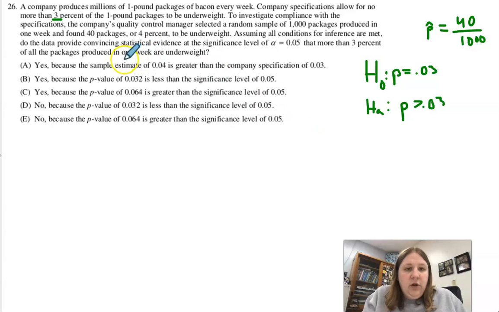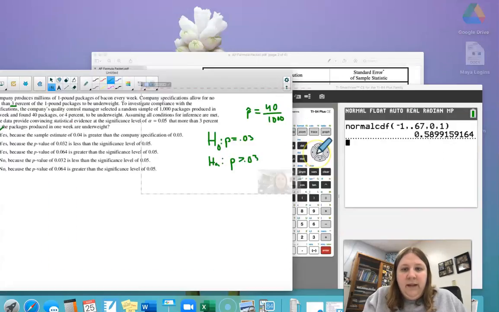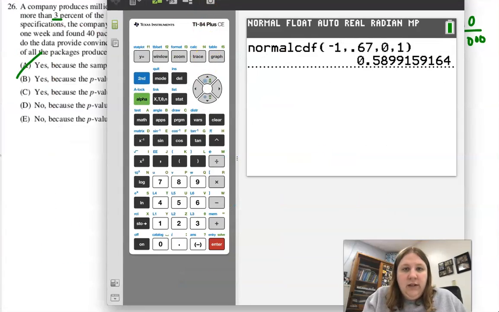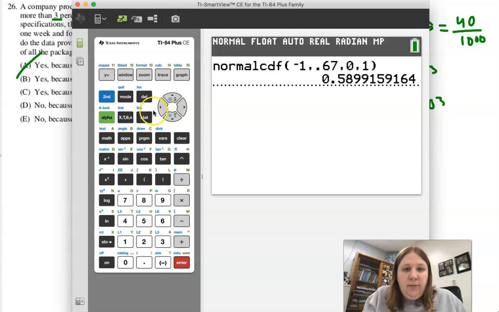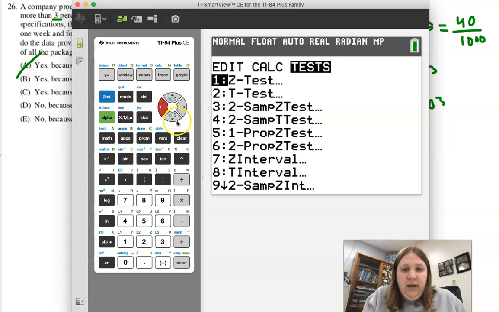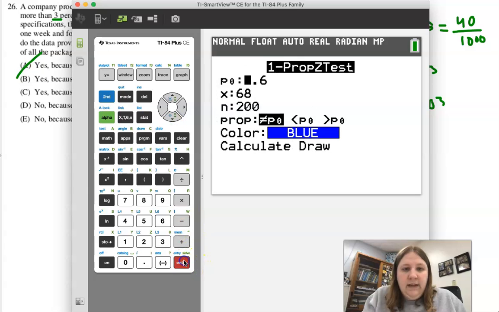Okay, so these are all based off of p-value here, or that would eliminate A, right? Just because the sample is 4% doesn't mean all of them are 4%. So the rest of them rely on a p-value, which is what we want to look at. So this is a one sample z-test for proportion. So I'm going to go ahead and find that test, the 1-prop z-test.